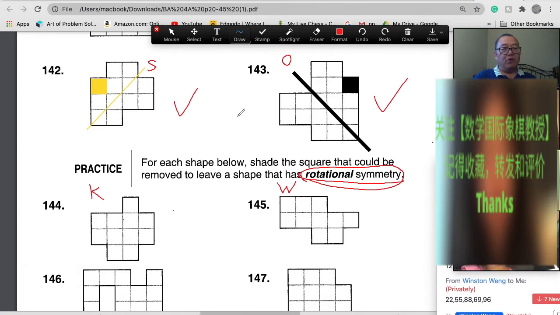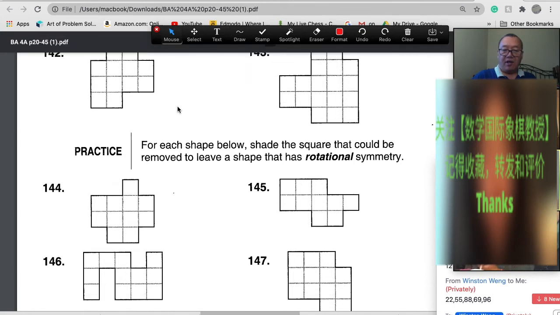144. Remove which one can make the shape rotational symmetry? Right, right. Then yeah, take this square away, then the left shape is rotational symmetry. Okay, Winston, 145. Which square do you want to remove to make this one rotational symmetry? Take this one away. Audrey, yeah, you're right. Take this one away, then the left shape is rotational symmetry. Very good.